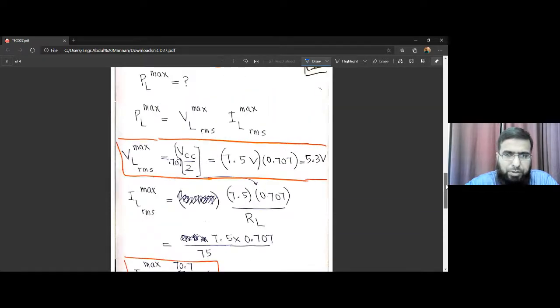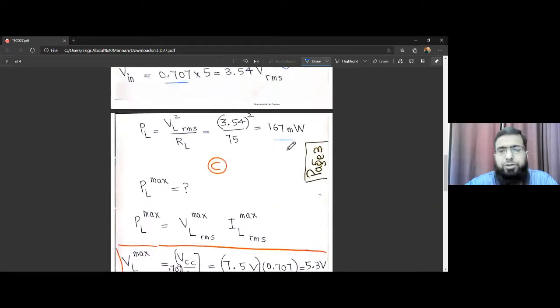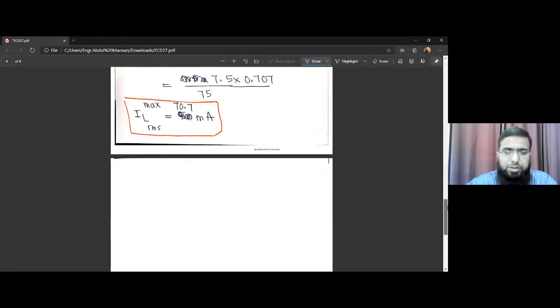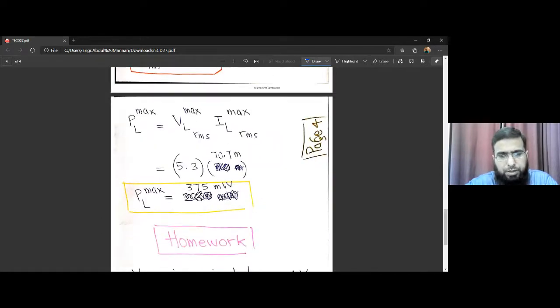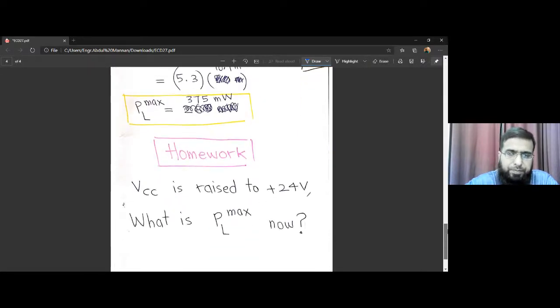What is the actual power dissipation that we are getting right now? It's 167 milliwatts, quite small. 167 versus 375, so we are working at around 40% of the maximum power that can be dissipated in RL at the output.